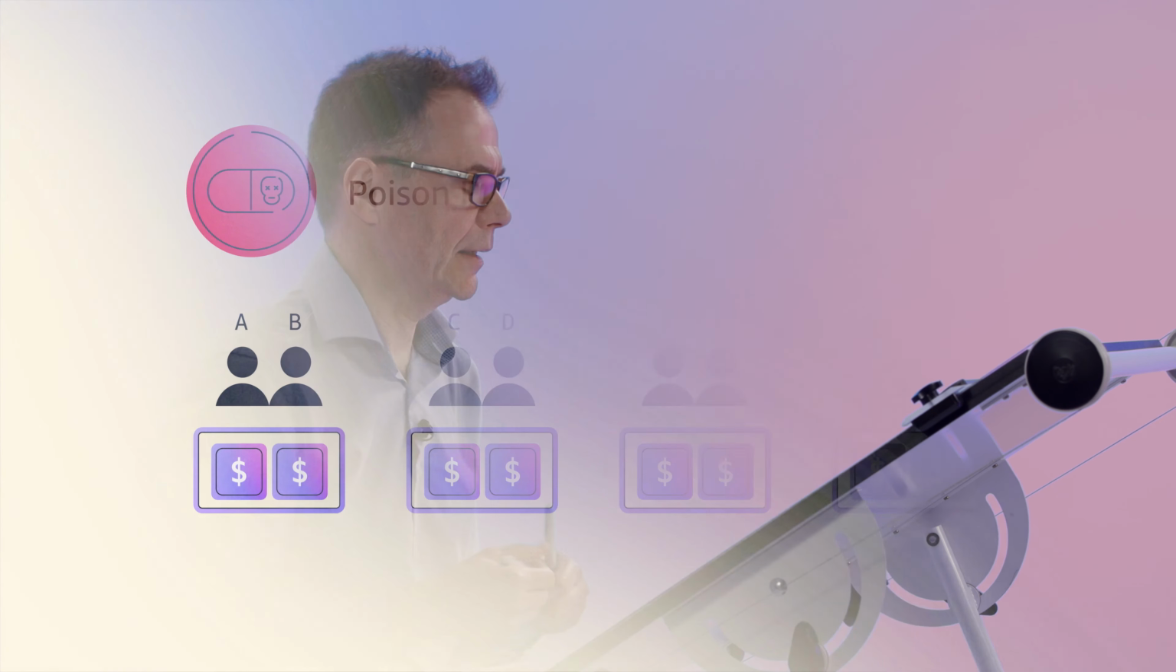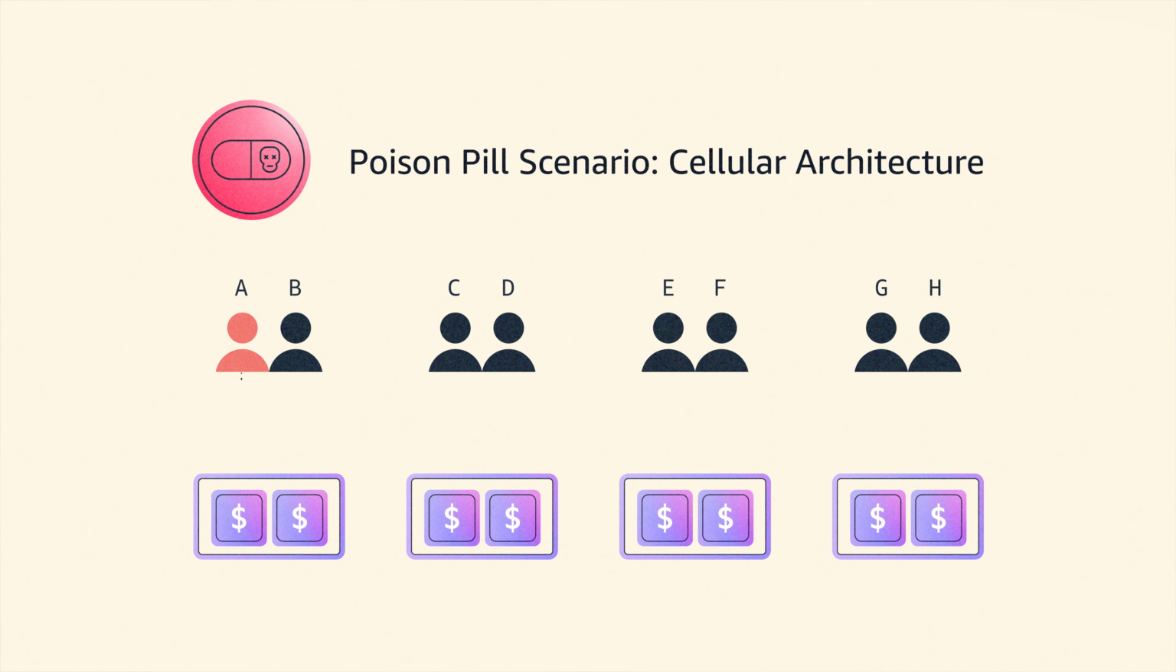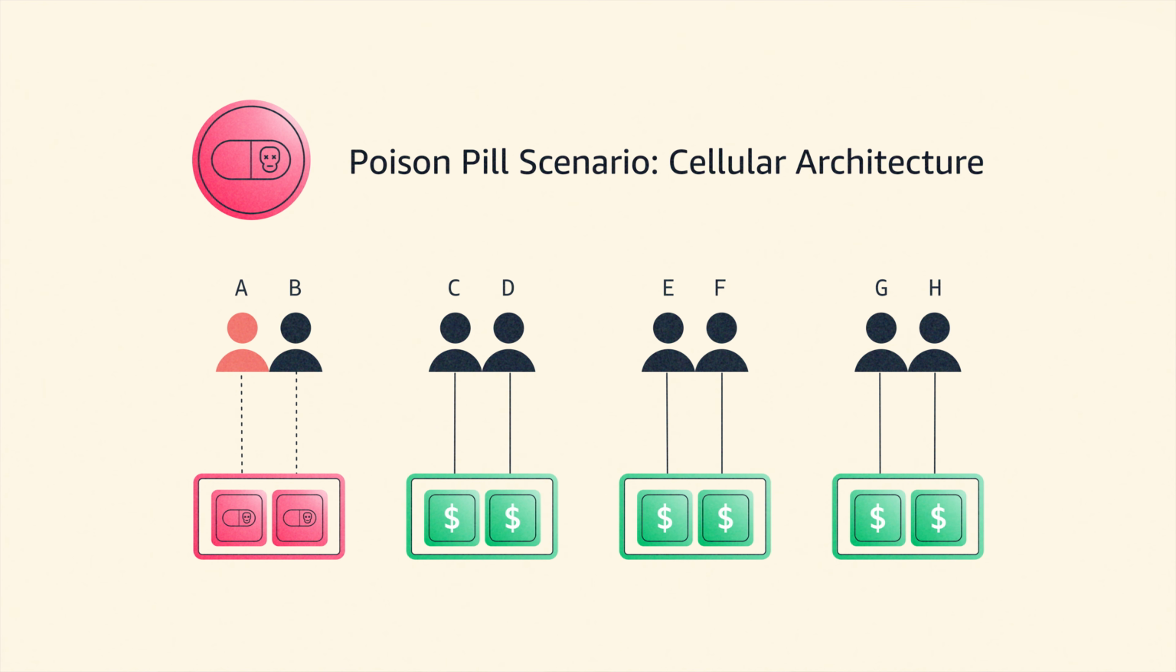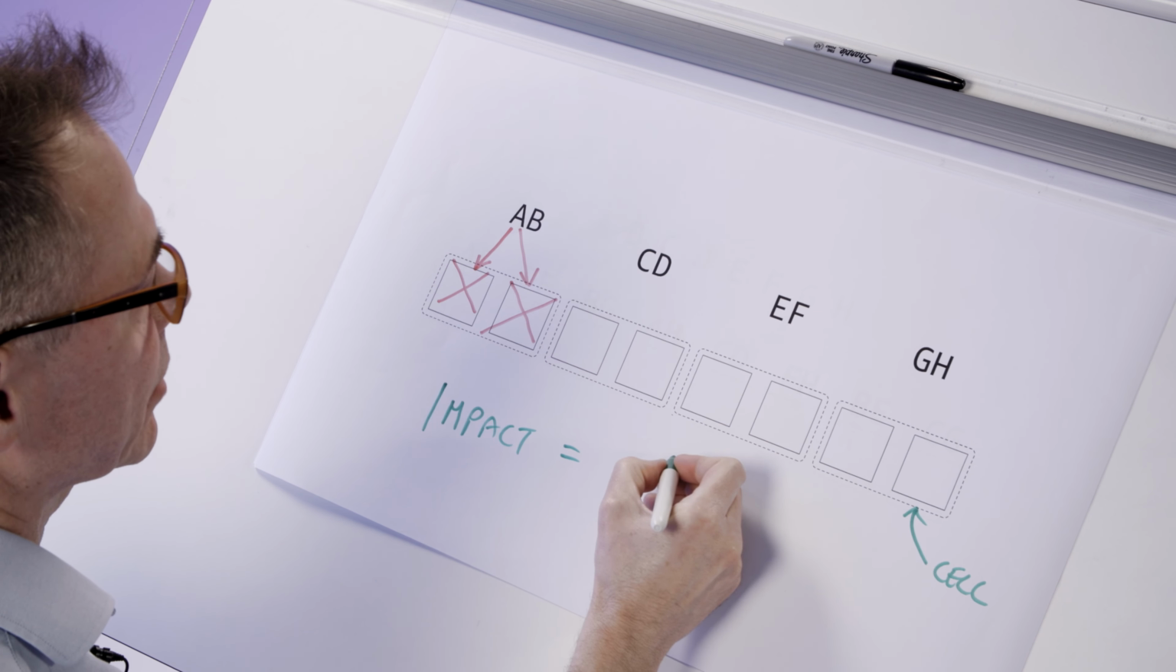Now let's see what happens in the poison pill scenario. Customer A is at it again with their malformed request. They send it here and it takes out this server. And then they retry and send it here, and now this server has also crashed. So the first cell is now unavailable. So customer B is unable to make a payment, but customers C through H are now unaffected. So we've improved things by quite a bit. The impact or failure radius here is equal to the number of customers divided by the number of cells. But we can do better.